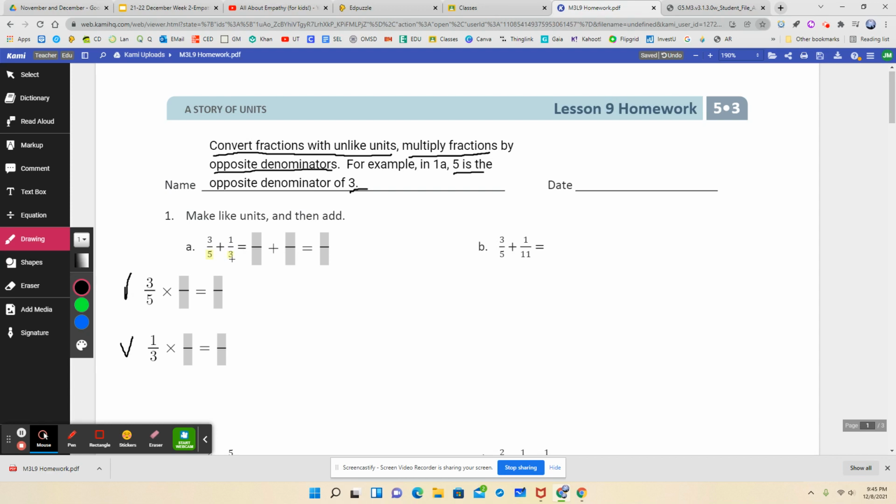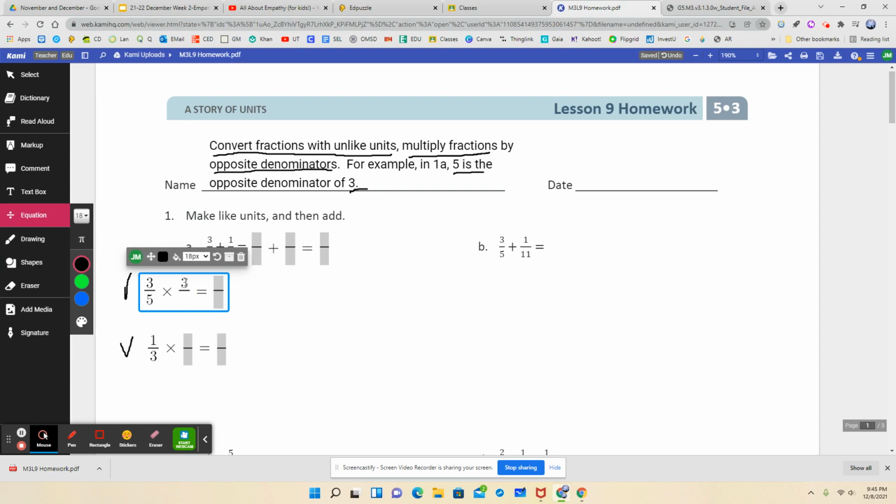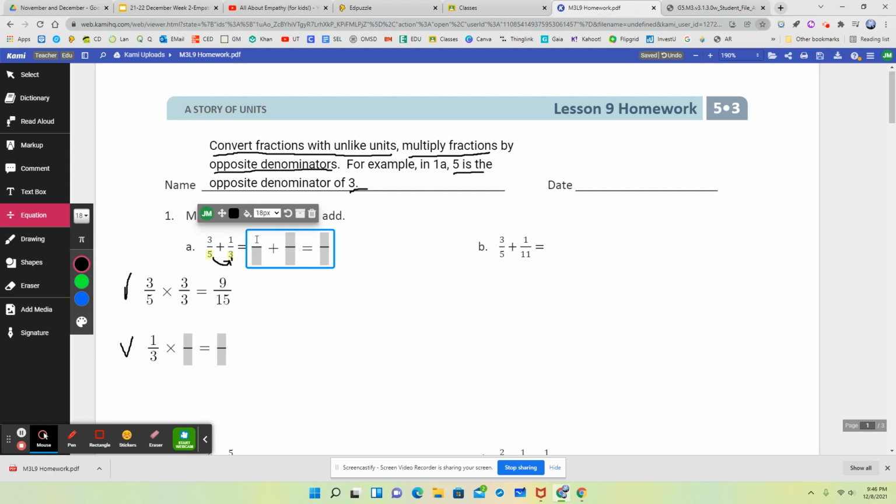So again, the opposite denominator of 5 is 3. So we're going to multiply the 3/5 times 3. And remember, what you do to the top, you do to the bottom. Also, 3 over 3 equals 1, and any number multiplied by 1 equals the same number. Remember, it doesn't change the value of the fraction. So 3 times 3 equals 9, and 5 times 3 equals 15. All right, that's our first equivalent fraction. So let's write it down.